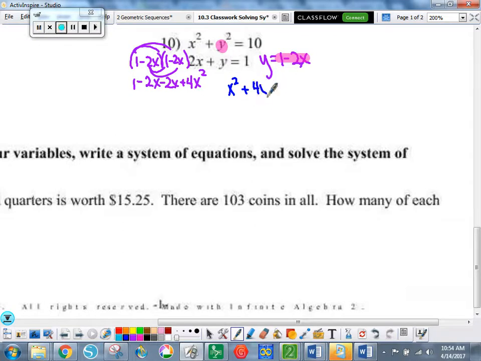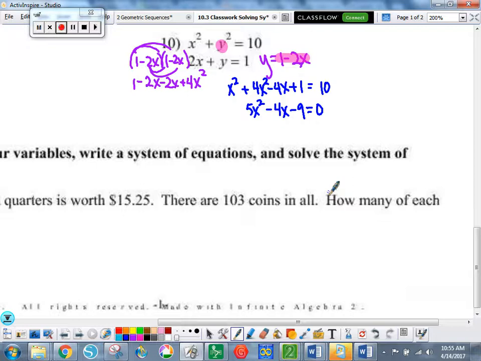I'm going to write it in standard form, so I'm going to go backwards. So plus 4x squared minus 4x plus 1 equals 10. Combine like terms again. You've got 1x plus 4x equals 5x squared minus 4x. Subtract the 10 over, minus 9.